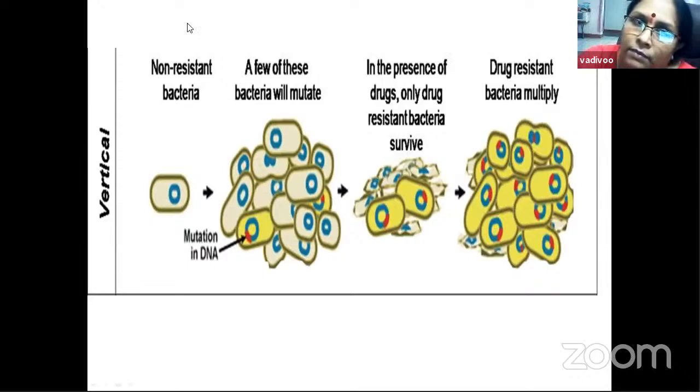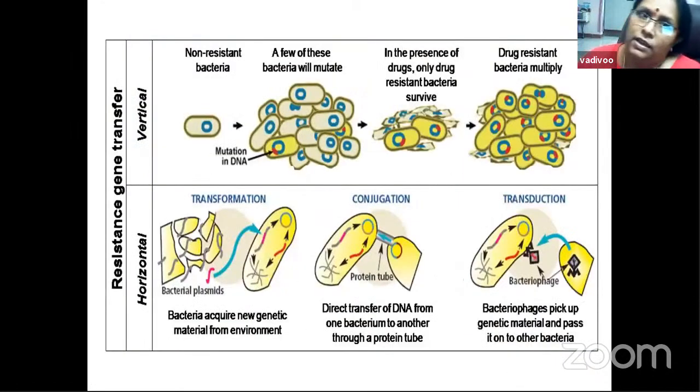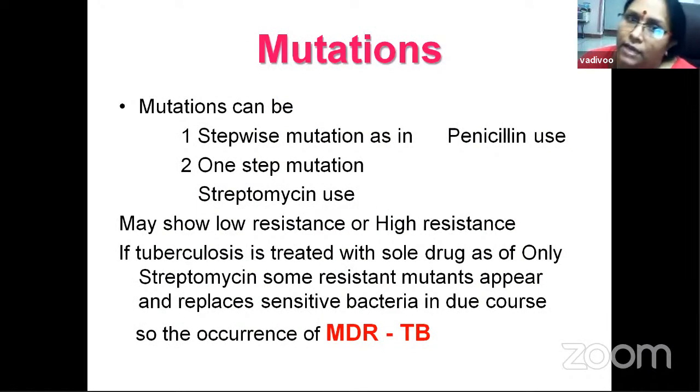So this is a pictorial demonstration of vertical drug resistance. Progeny bacteria get the resistance through the genetic mechanism, and horizontal gene transfer is by transformation, conjugation and transduction. The principle or the mechanism by which it happens, I have explained earlier. And then mutational drug resistance is stepwise mutation or otherwise one-step mutation. Stepwise mutation is seen in increased use of penicillin, and one-step mutation, for example, is streptomycin usage.